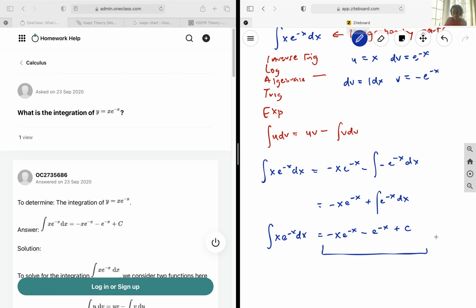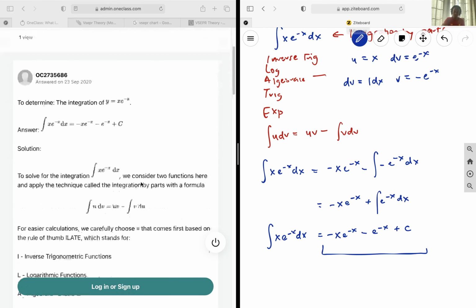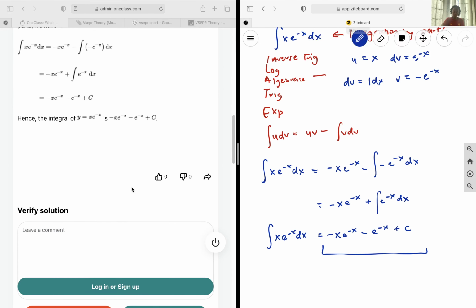And that's it for this question. You can decide to pull out the e to the minus x if you feel like, but the plus c will have to be outside of the brackets, because plus c is a constant.